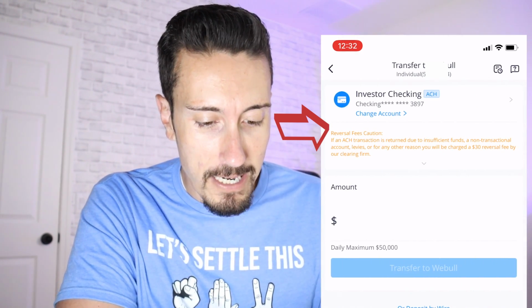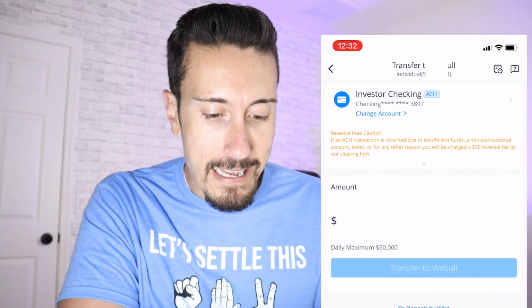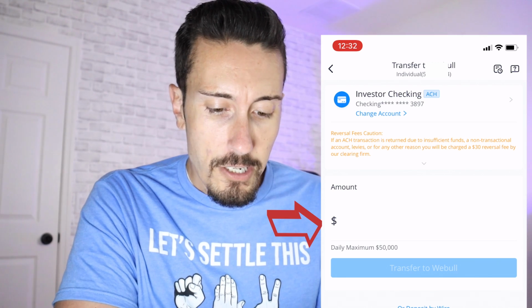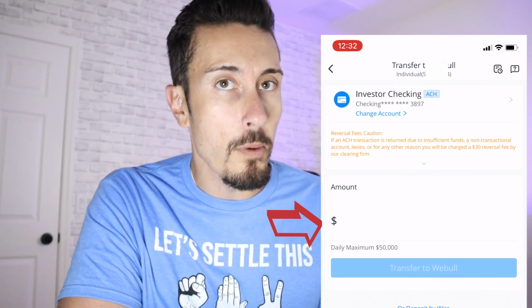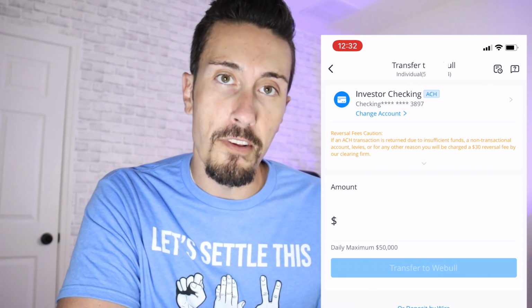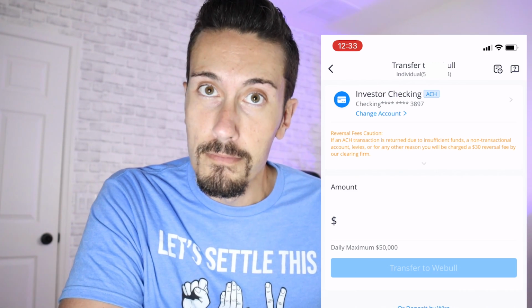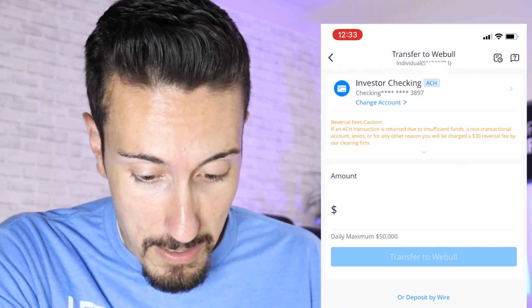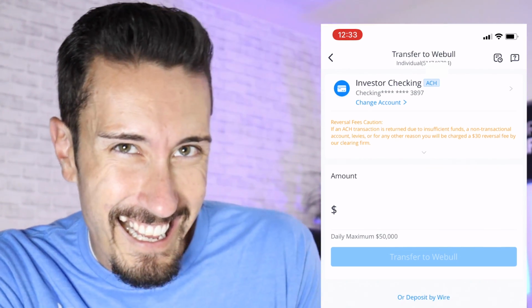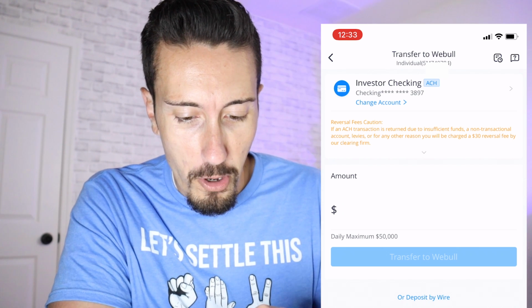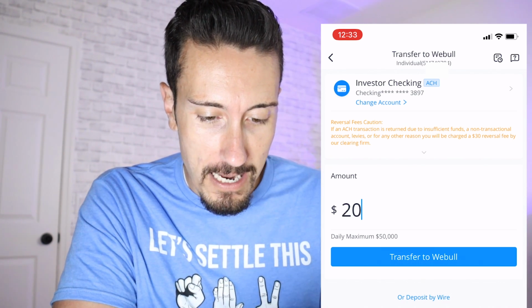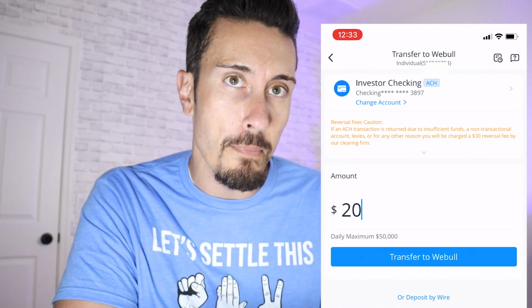So I'm going to hit deposit right here at the top, and then you can see my bank account is already linked up. And as you can see down here, it's asking me how much money I want to transfer in. Daily maximum is $50,000. If anybody wants to transfer that into my bank account, please let me know. Anyway, for the purpose of this, I'm going to only do $20. Now, of course, you can see right down below, it says deposit by wire.